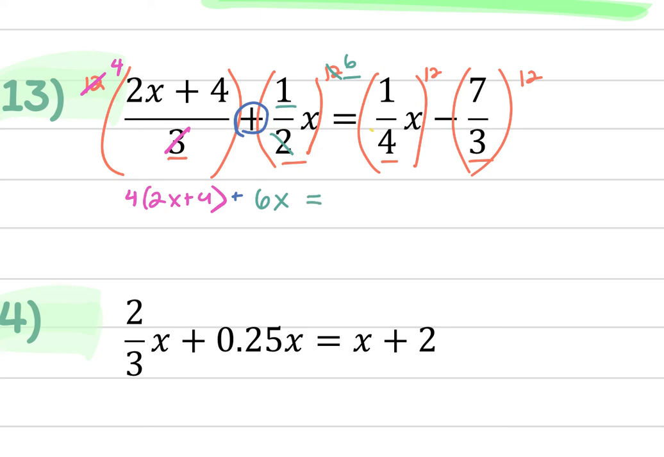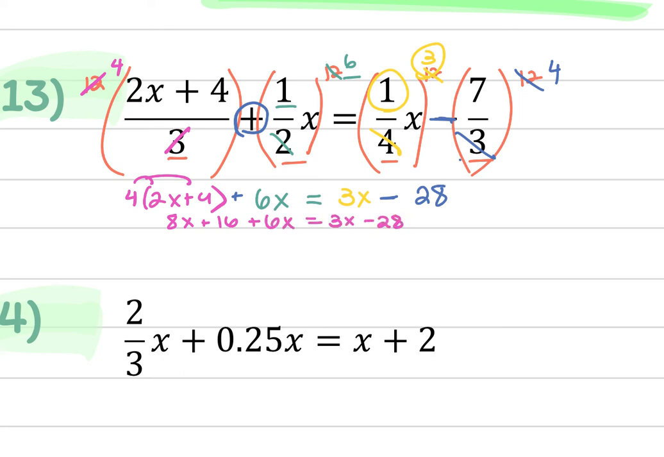Equals 4 goes into 12 3 times. I get 1x times 3, or 3x. And minus comes from in between. 3 goes into 12 4 times, and I get 7 times 4, which is 28. Now I'm going to distribute the 4 here. I get 8x plus 16 plus 6x equals 3x minus 28.